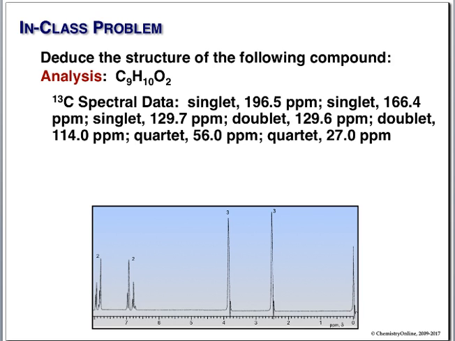C9H10O2. 9 is 18. Plus 2 would be 20. We have 10. We're missing 10. That's 5 degrees of unsaturation. That sounds a lot like a benzene ring, doesn't it?